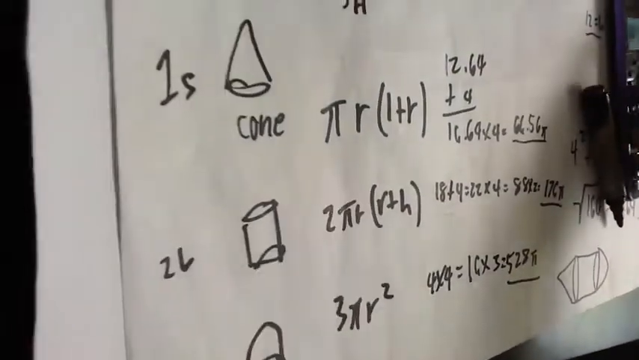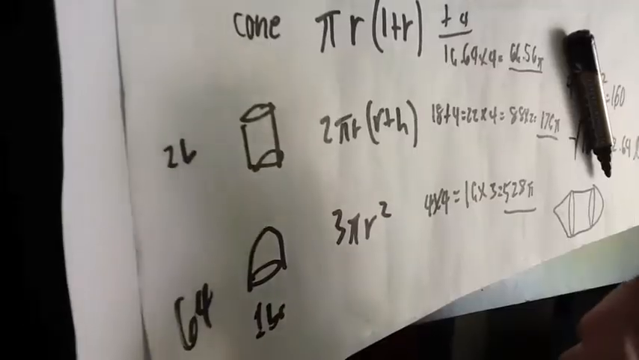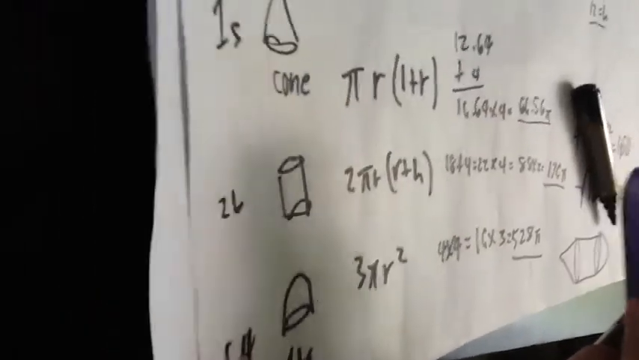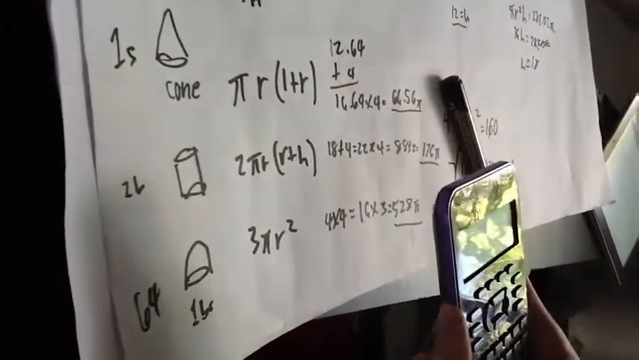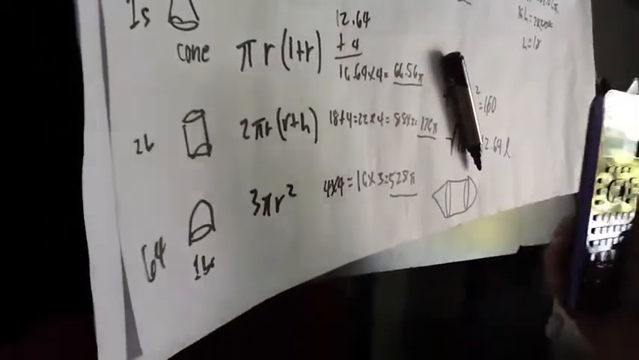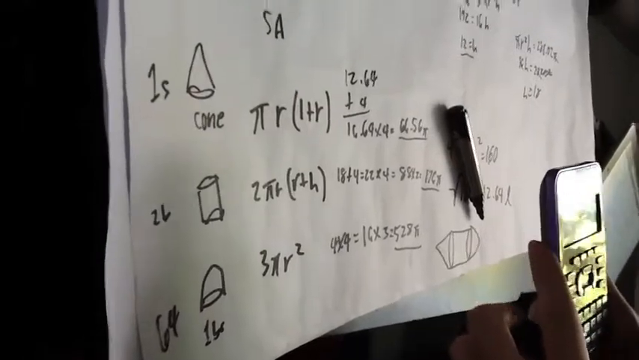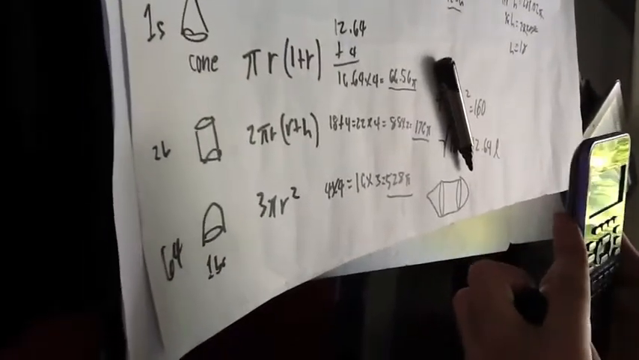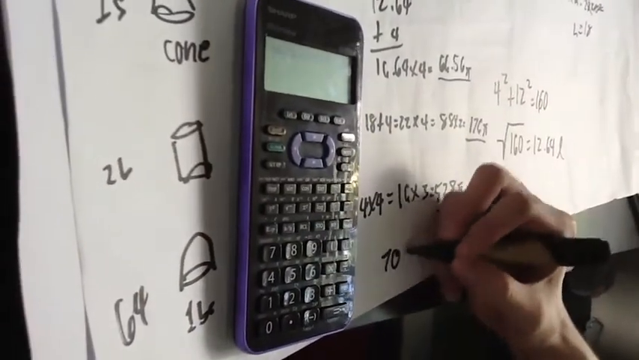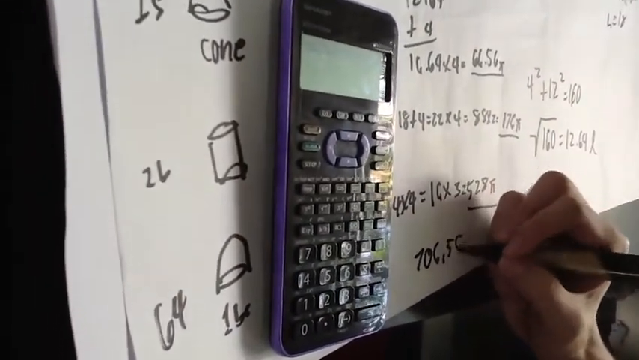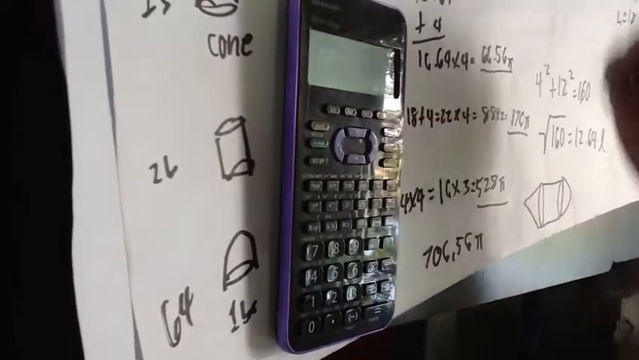So that's 66.56 plus 176 plus 528 minus 64 is 706.56 pi. That is the surface area.